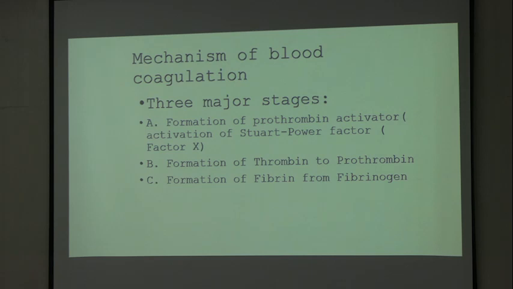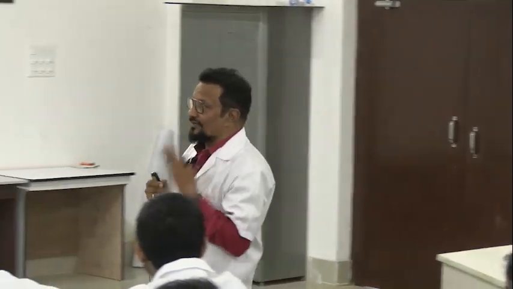from intrinsic pathway. Which one is faster? No idea. The intrinsic path is faster. So first IPA. IPA stands for intrinsic prothrombin activator. EPA means extrinsic prothrombin activator. So there are 2 sources.